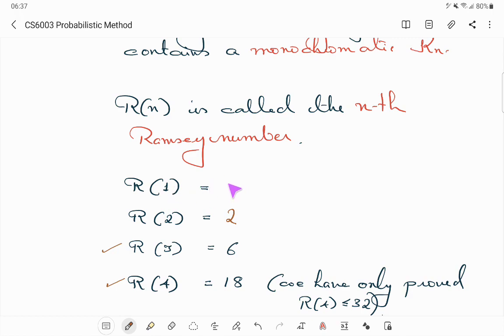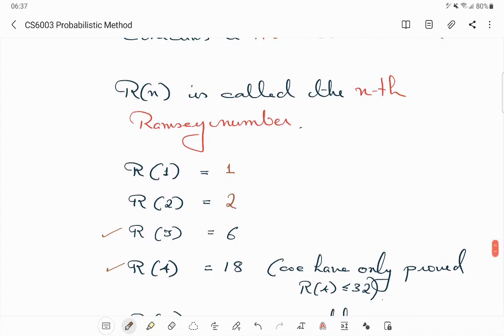Okay, and this is kind of vacuous. To get a monochromatic K1, even if there is no edges, there is only one vertex, you still get that. Okay, these are uninteresting. These are the more interesting thing. But the question is, how does it grow?